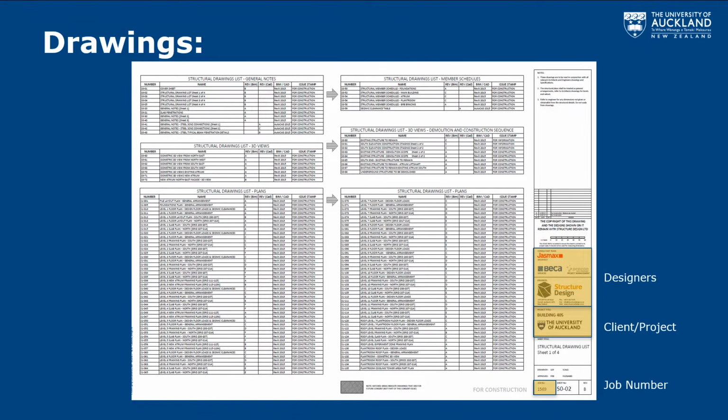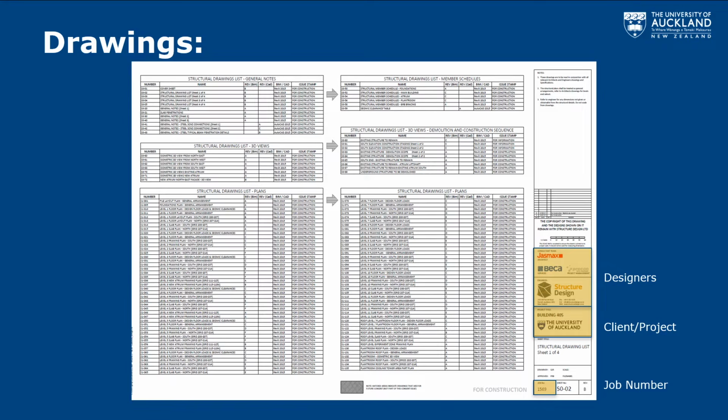The next thing within the title block will be some information about the job: who designed it, who built it, what the project is, and sometimes who the client is. So you can see for this drawing, this is the new engineering building that was built around 2019, 2020. It opened up. So it's a University of Auckland job.